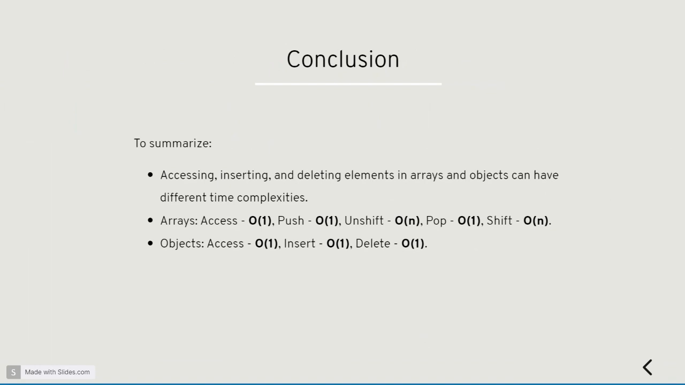We have reached the last topic, the summary. To summarize, as you can see, we have three points here. Accessing, inserting, and deleting elements in arrays and objects can have different time complexity. For arrays, access, push, unshift, pop, and shift have different linear and constant complexity. Object access has constant complexity, and insert and delete also have constant complexity. Understanding this complexity helps you write more efficient code, especially for large data sets.